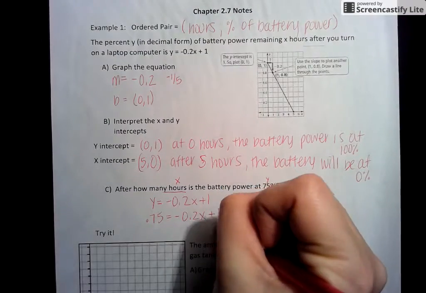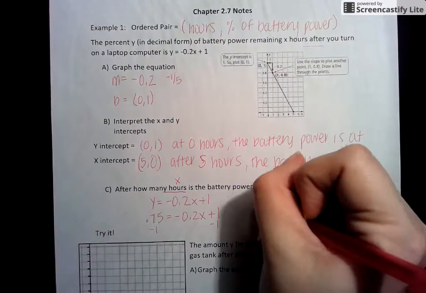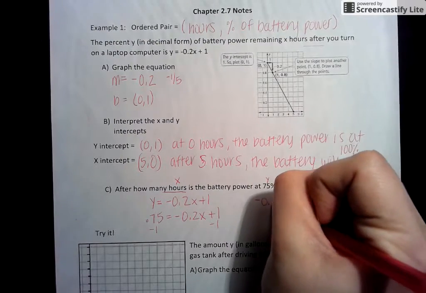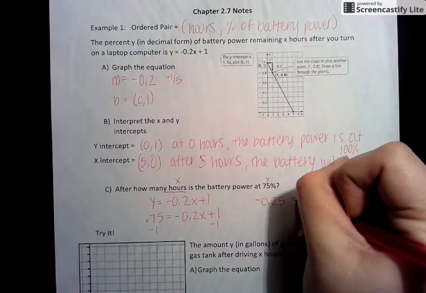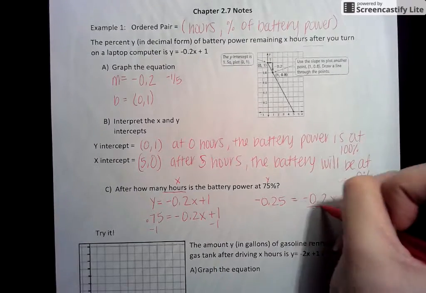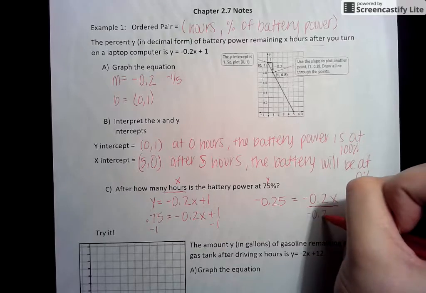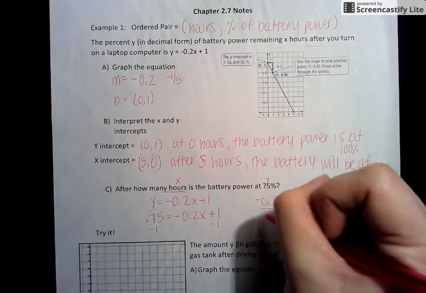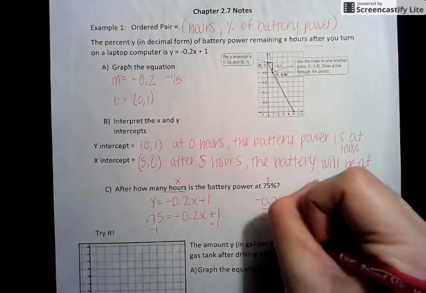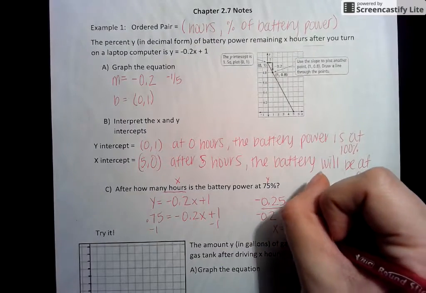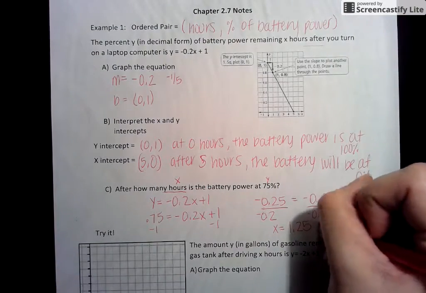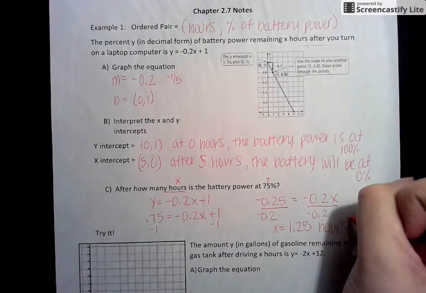I want to get x by itself, so I subtract 1 on both sides. So I get negative 0.25 equals negative 0.2x. So I have to get x by itself, so I divide by negative 0.2 on both sides. And I'm going to get x equals 1.25, and that's going to stand for 1.25 hours, because we're trying to find the amount of hours.